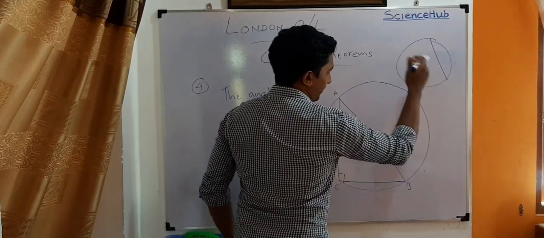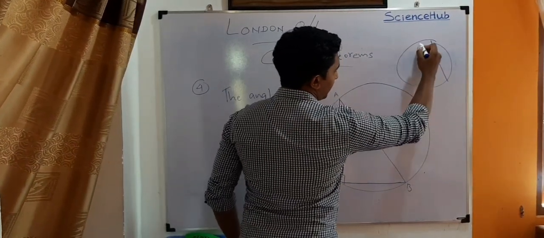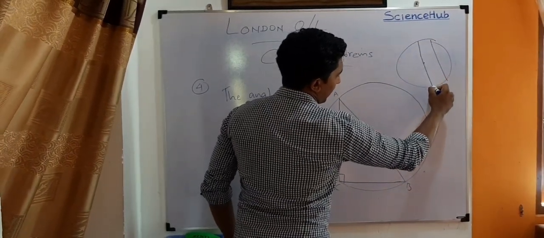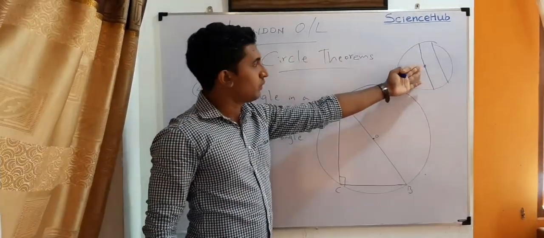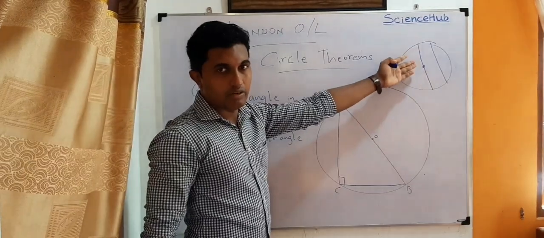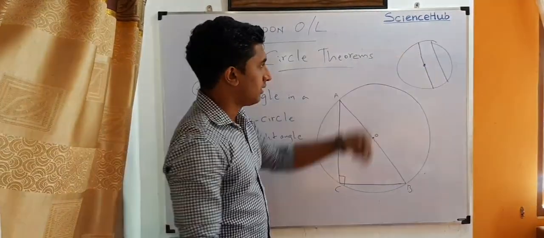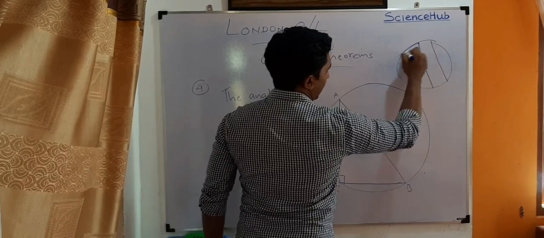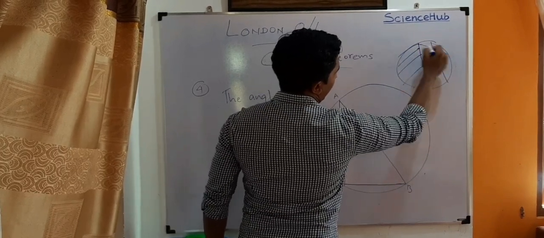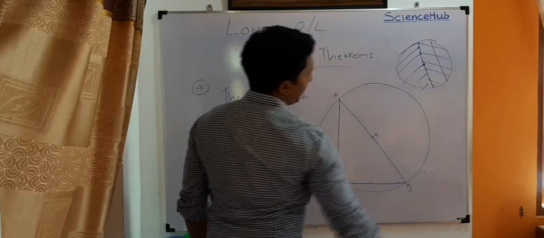If this one needs to be a semicircle, it has to go through the center of the circle. Then this part is a semicircle, and this is the other semicircle part.